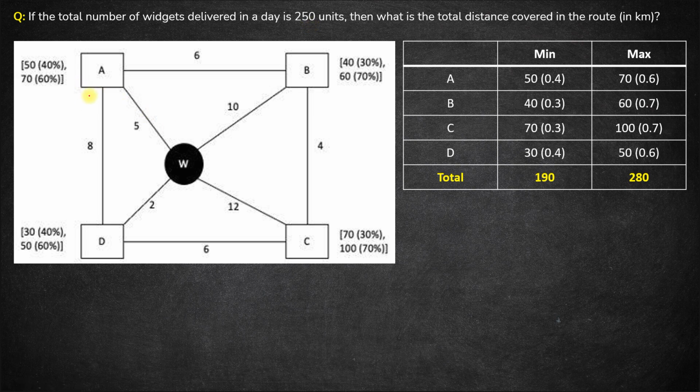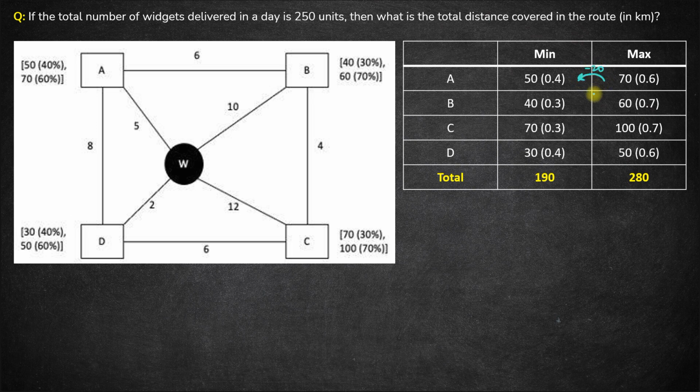Now if you look at the minimum and the maximum demand at each of these locations, this is the minimum demand and this is the maximum demand. So the total minimum demand is 190 and the total maximum is 280. So 280 is closer to 250 which is required, right? So let's start with 280. This is the maximum demand, and to reach a demand of 250, we need to reduce demand by 30 units. How can we reduce demand by 30 units?